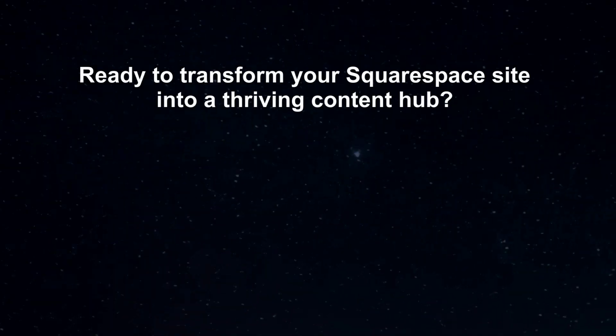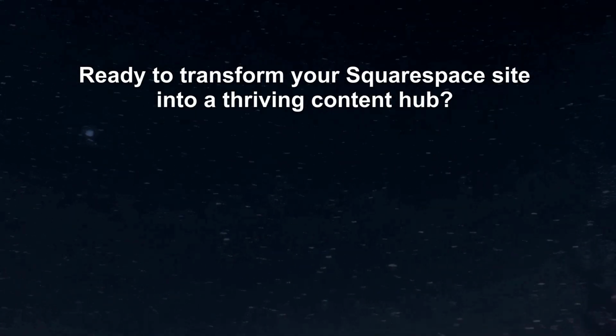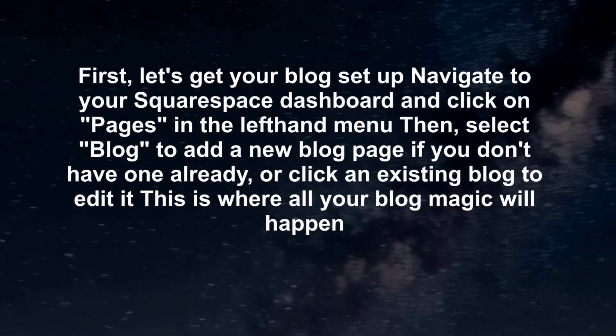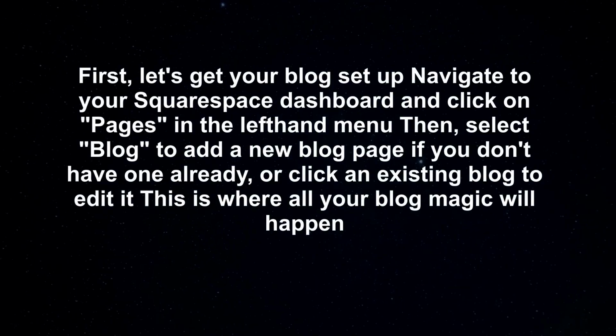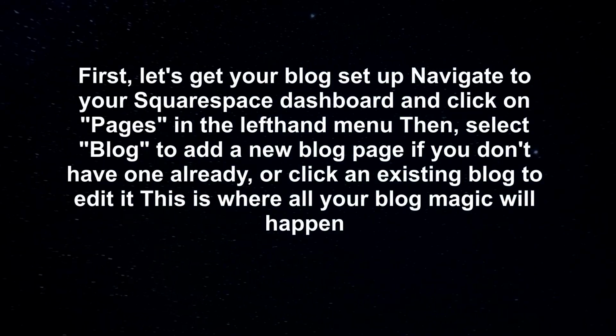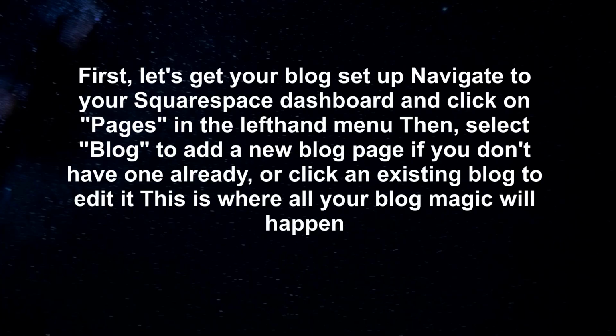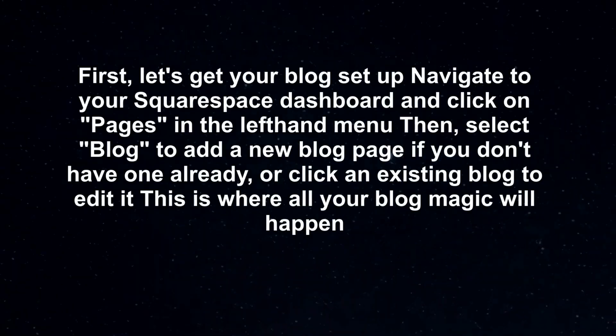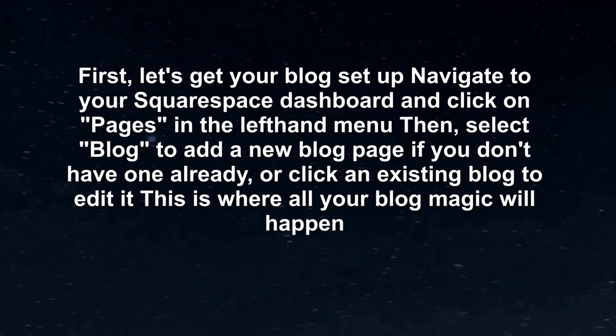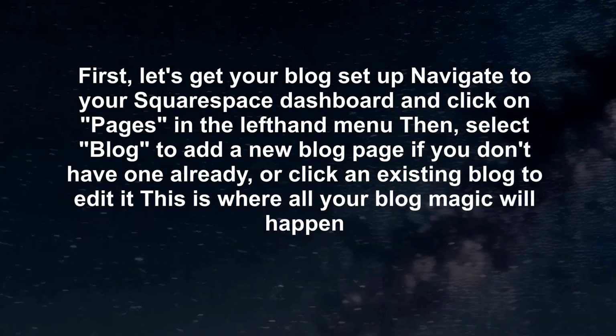Ready to transform your Squarespace site into a thriving content hub? First, let's get your blog set up. Navigate to your Squarespace dashboard and click on Pages. In the left-hand menu then, select Blog to add a new blog page if you don't have one already, or click an existing blog to edit it. This is where all your blog magic will happen.